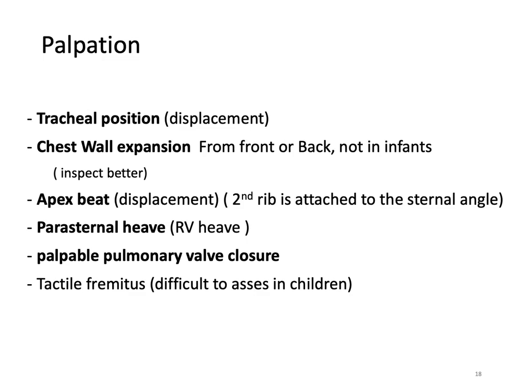And then examine the apex beat if it is displaced or in its normal position. Note that the second rib is attached to the sternal angle and see if there is parasternal heave due to right ventricular hypertrophy or palpable pulmonary valve closure in pulmonary hypertension that might occur in cases of cor pulmonale in advanced cases of cystic fibrosis. And tactile fremitus is difficult to assess in children and better to be omitted.